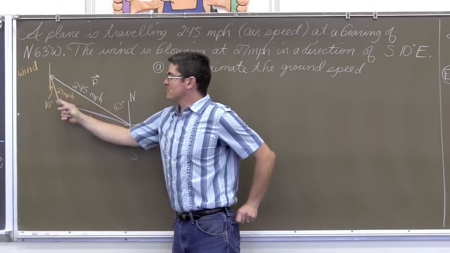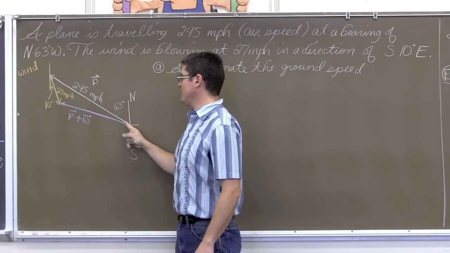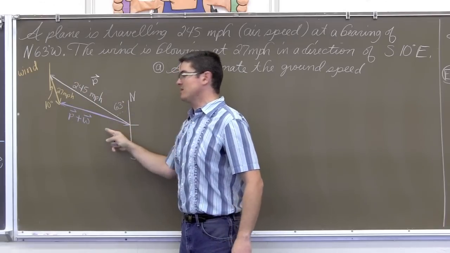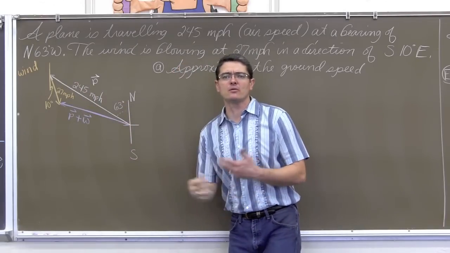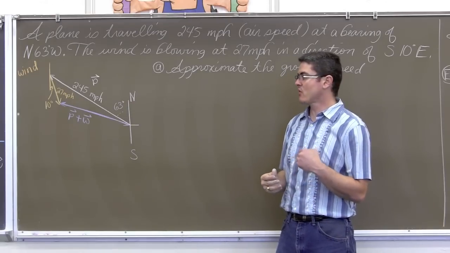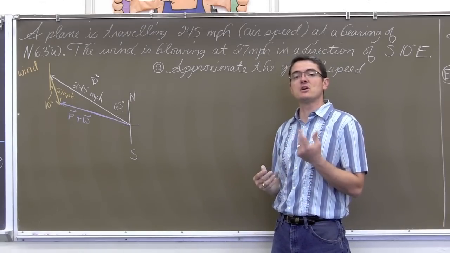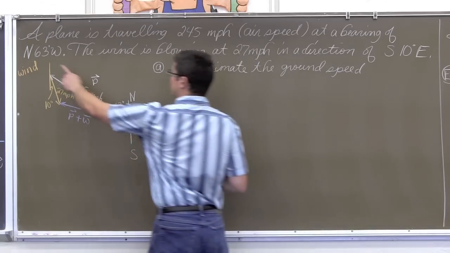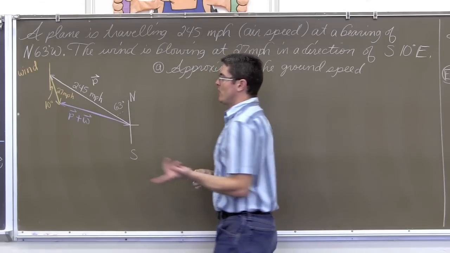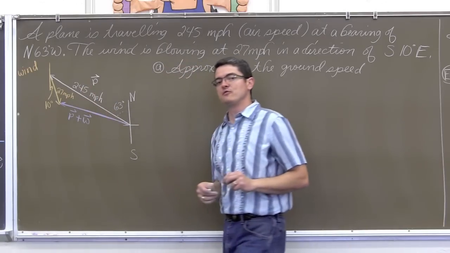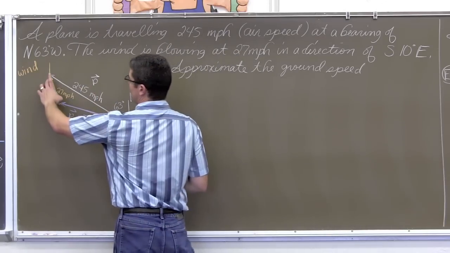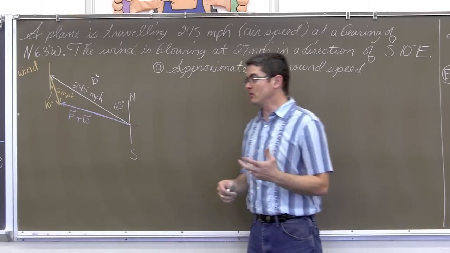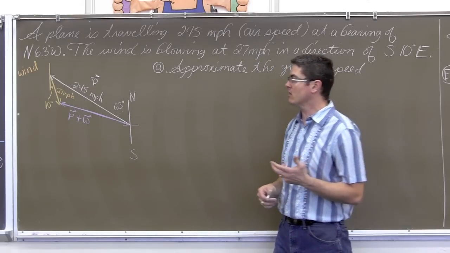Now, I'm drawing my vectors end to end. You can draw your plane vector and your wind vector leaving the same point and draw it in a parallelogram type fashion as far as trying to visualize what the resultant vector looks like. I've drawn mine end to end. So we have a plane vector with an amplitude of 245. We have a wind vector with a force or magnitude or length of 27 miles per hour.